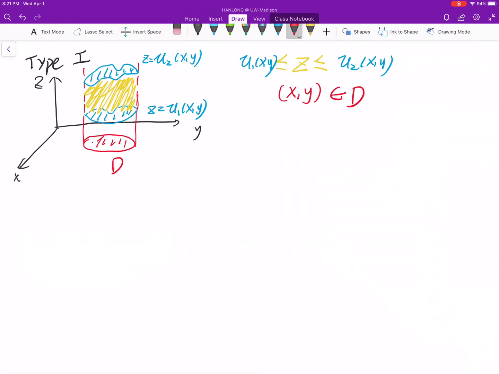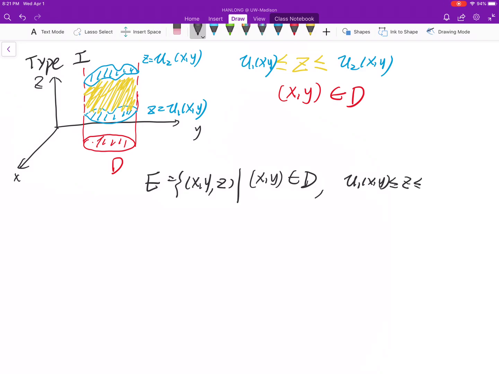Okay, so actually that will be our description for a type 1 domain. You have xyz coordinates, (x,y) is in some region D. Since it's a 2D problem, we assume that we already know very clearly all the 2D problems. And then for the actual coordinate z, we assume it's in between u1 and u2. Then you see it's very similar to the case we did before for a type 1 domain in 2D.